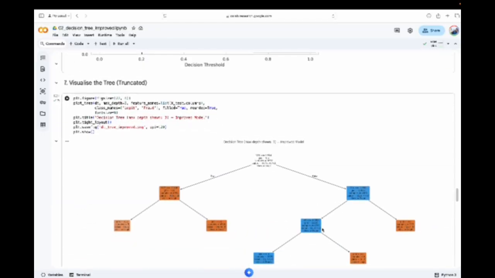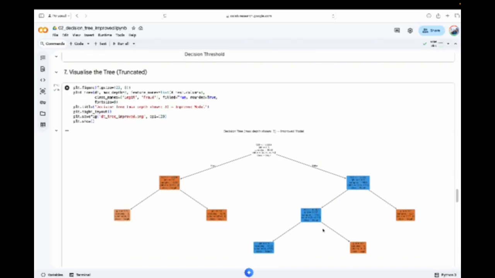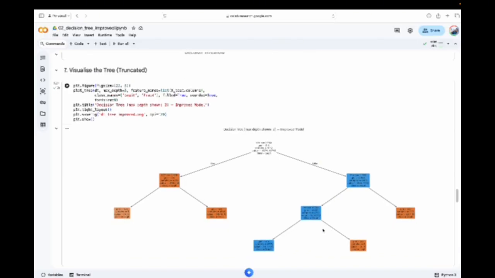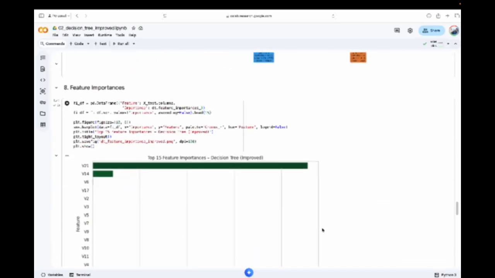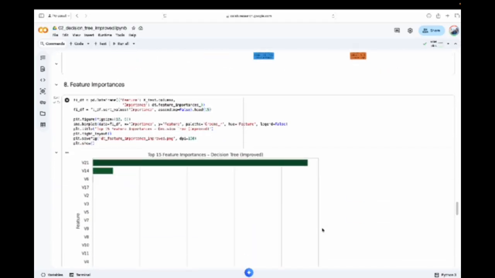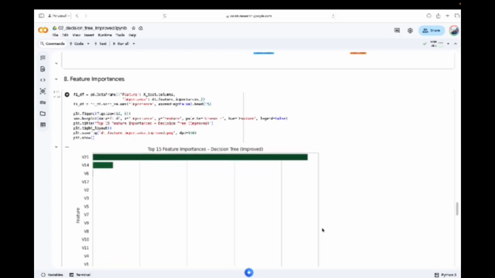Here is a simplified visualization of the decision tree. It shows how the model makes decisions based on feature thresholds. This chart clearly shows the most important features used by the model to detect fraud. It helps us understand which variables influence decisions the most.